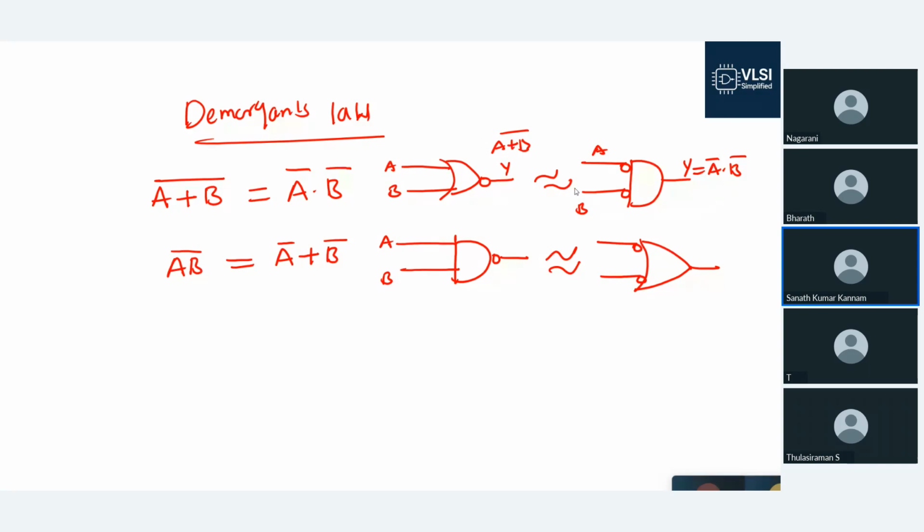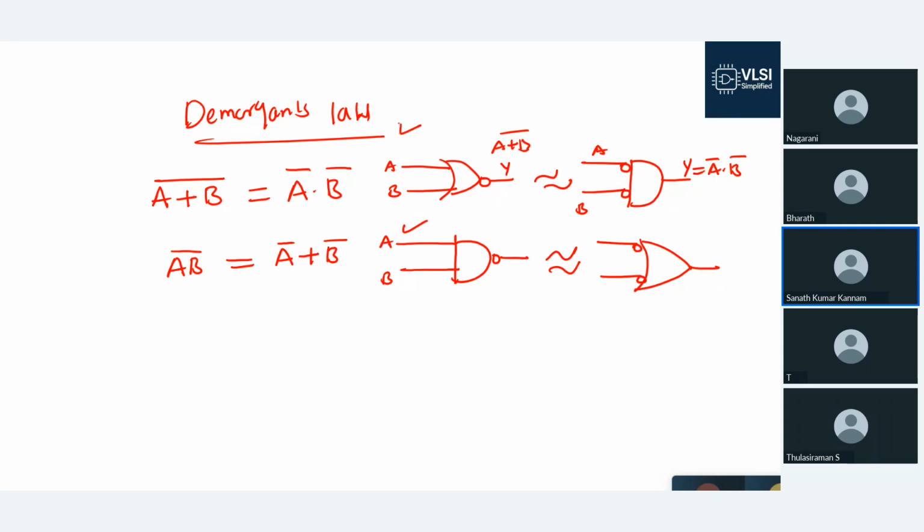If you want to realize by using only NAND gates, wherever the AND gates are there, you need to add the bubble at the output. Wherever the OR gates are there, you need to add the bubble at the input. Why? Because NAND gate equal to what? NAND gate equal to bubbled OR. So you need to add the bubble at the input.